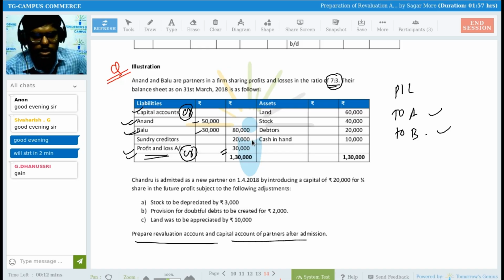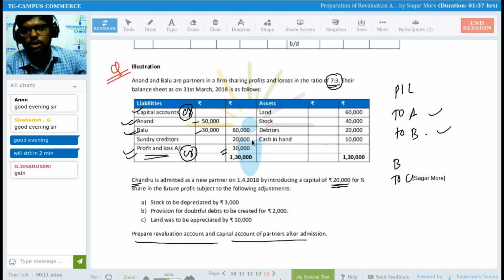After that, I'm reading the adjustments one by one. Chandru is admitted as a new partner and he contributed 20,000 rupees of capital. They ask you to prepare the revaluation account and capital account, but you can pass journal entries as well, because it's the first question, for your better understanding. So if 20,000 rupees of capital is contributed by Chandru into the business, you'll pass the journal entry: bank account debit to Chandru's account, 20,000.